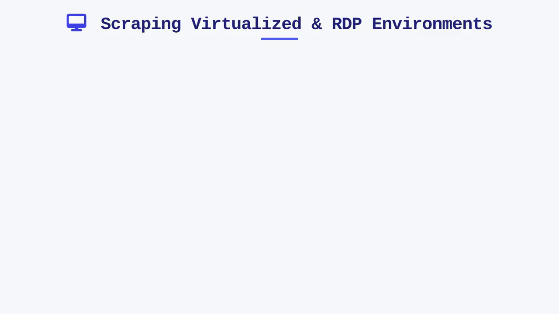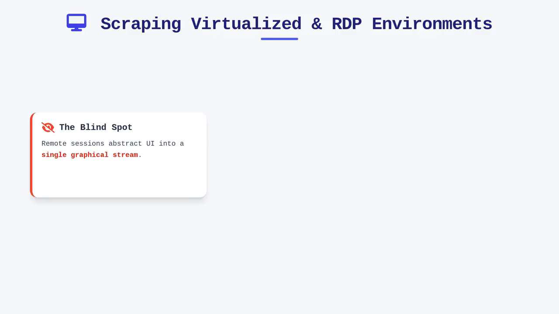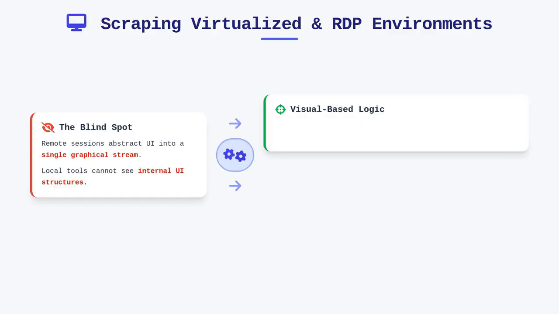When preparing to scrape data from virtualized environments or secured RDP sessions, the context of your bot's vision becomes the primary constraint. Since remote sessions often abstract the underlying UI elements into a single graphical stream, your local automation tools cannot see the internal structure of the remote application. Consequently, you must adopt a coordinate-based approach combined with OCR to identify elements relative to visual anchors.